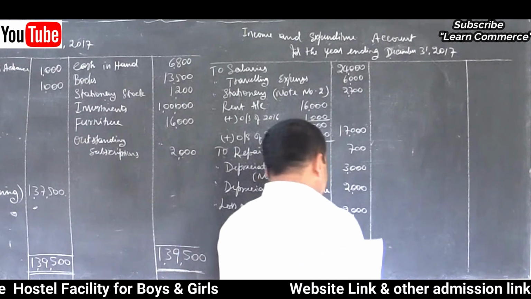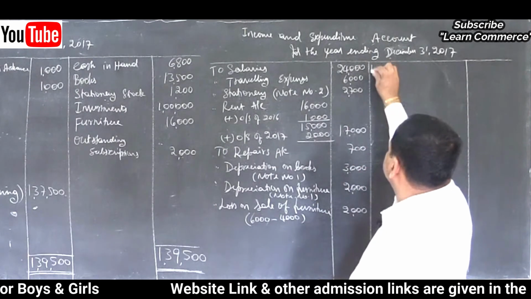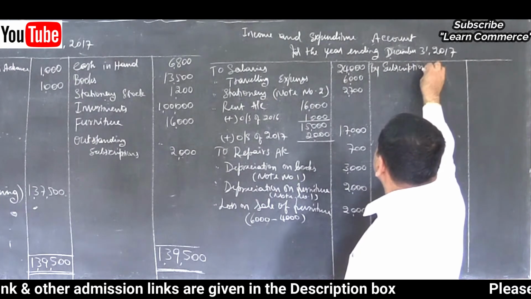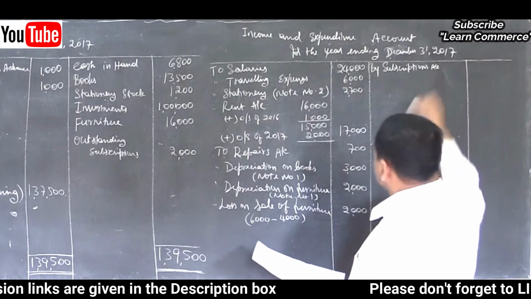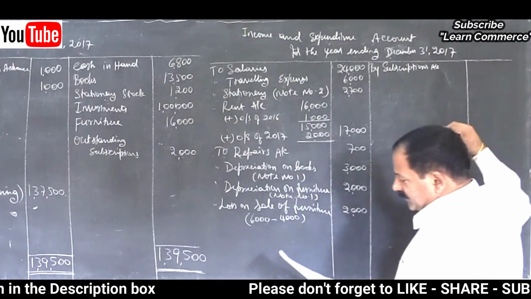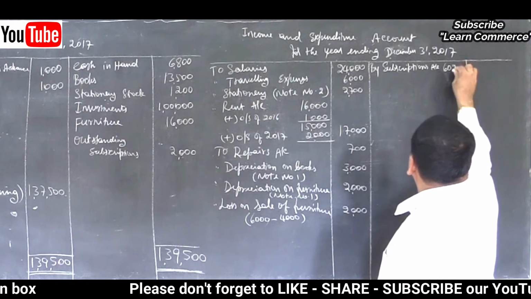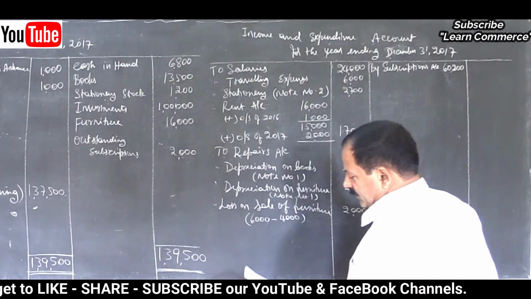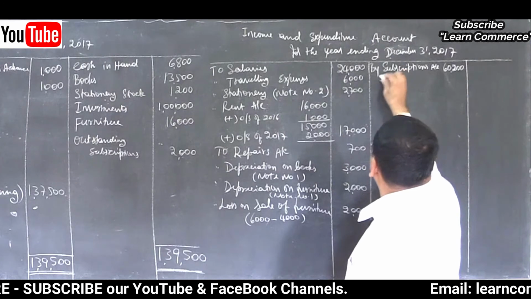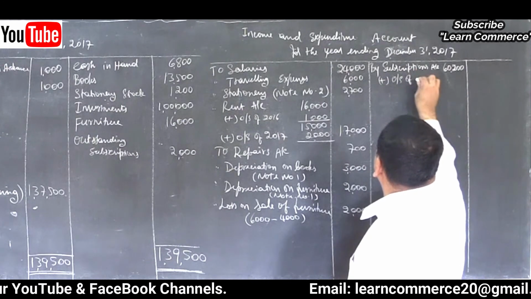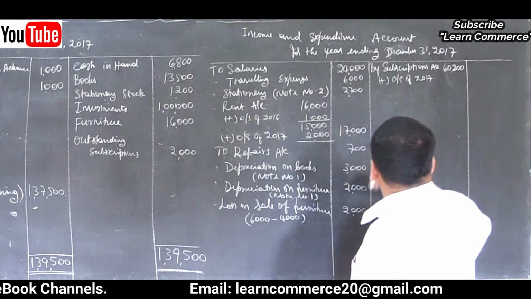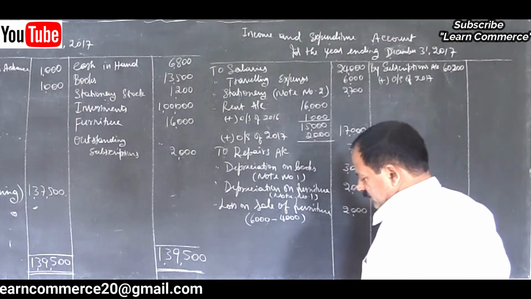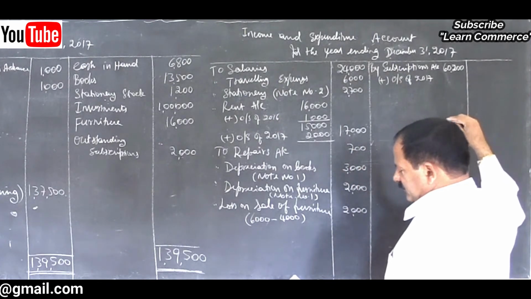Let us move on to the credit side, subscriptions. In the inner column there are adjustments. 60,200. Add outstanding of 2017, current year, 3,700.